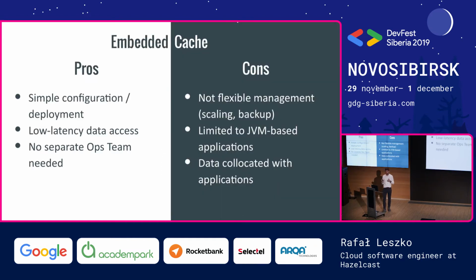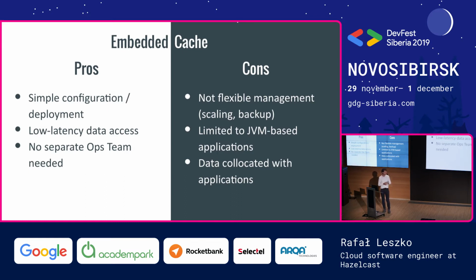So let's see some pros and cons of the embedded cache solution. From the good sides, configuration is super simple. The cache goes together with our application, so nothing can be better. The same with latency. The cache is inside our application, in Java it's the same JVM, so nothing can be better in terms of latency. And we don't need any ops team or DevOps effort to maintain the caching layer.